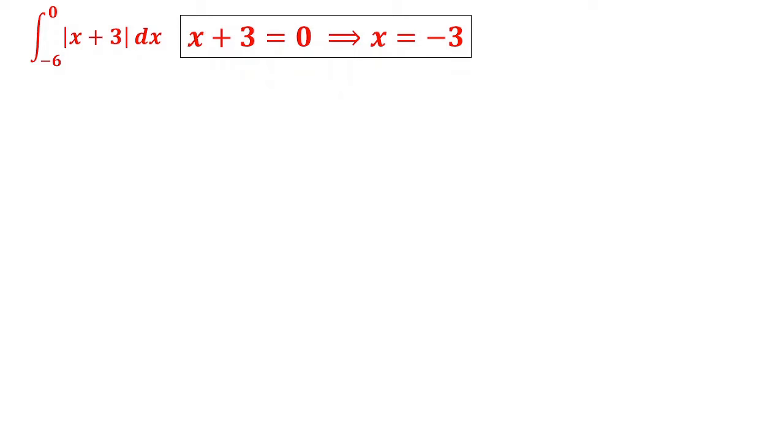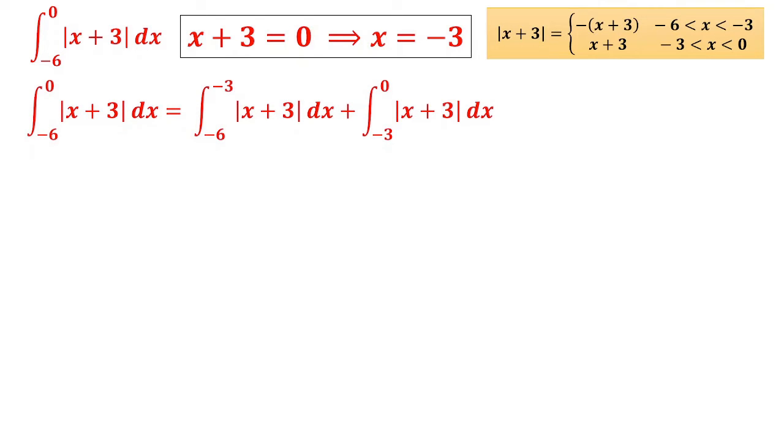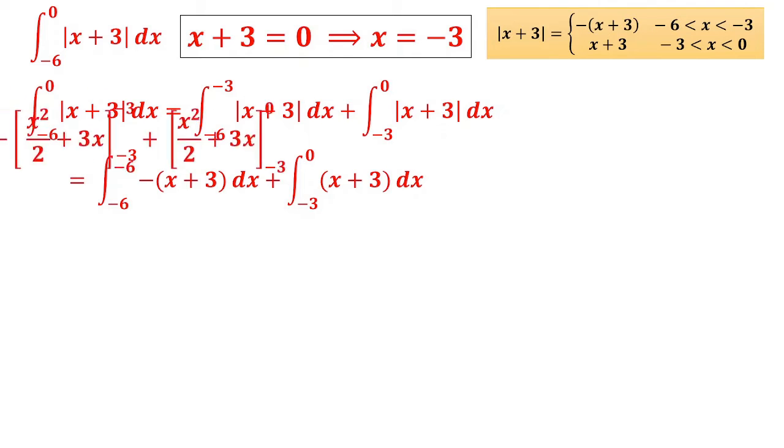By using one of the properties of definite integral, to integrate a modulus function we have to equate the function to 0, x is equal to minus 3. We have to split the integral at minus 3, because for minus 6 to minus 3 it is minus of x plus 3, for minus 3 to 0 it is x plus 3. So we split the integral into 2, minus 6 to minus 3 of mod x plus 3 and minus 3 to 0 of mod x plus 3 dx. In the first integral, mod x plus 3 is minus of x plus 3. In the second integral, it is x plus 3. Because in the first integral it is less than 0, in the second integral it is greater than 0.